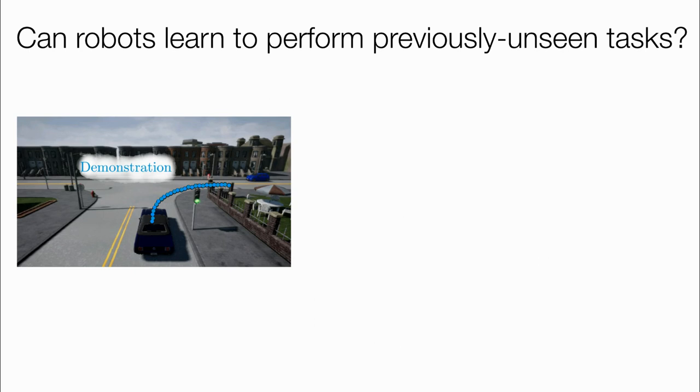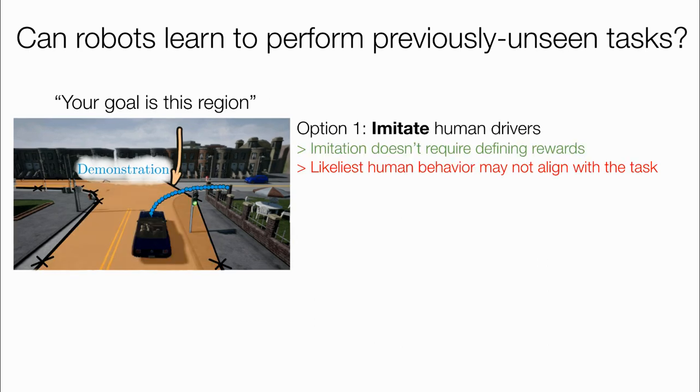Imitation can work when the model's prediction aligns exactly with what we want the robot to do. What if we want the robot to do something different, like navigate to this goal region? We can't directly apply imitation learning in this case, as the estimated likeliest human behavior may not align with the task. A model learned via imitation learning is difficult to direct to new tasks. However, imitation learning has the benefit of not requiring a reward function to specify behavior.